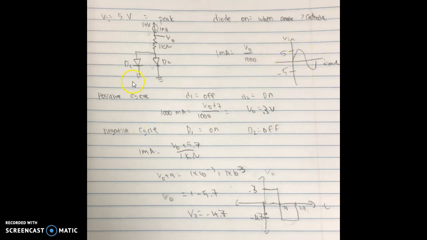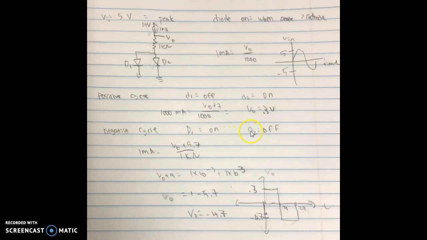And for the negative cycle, we see that D1 is on because the cathode is less than the anode. But for D2, it's off because the negative value means the cathode is greater than the anode. So this diode is off, and there's no reverse.